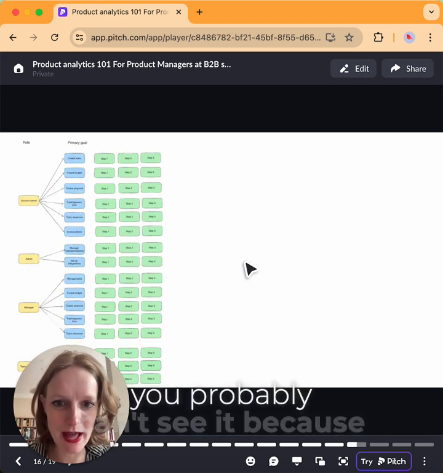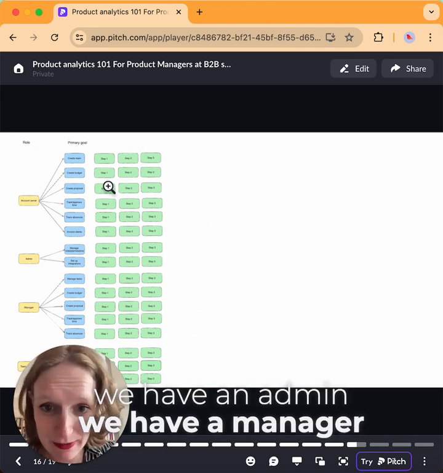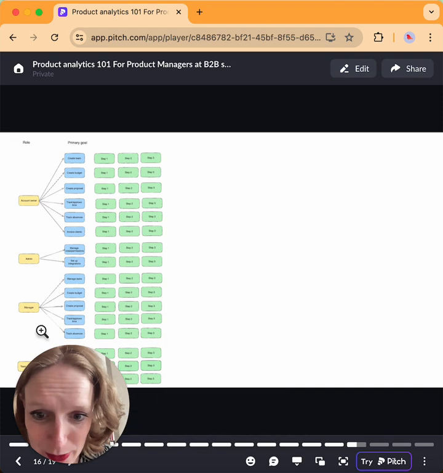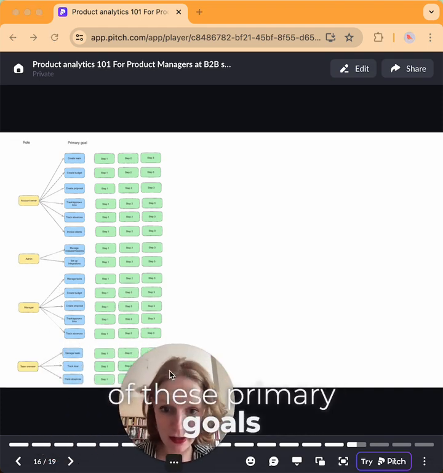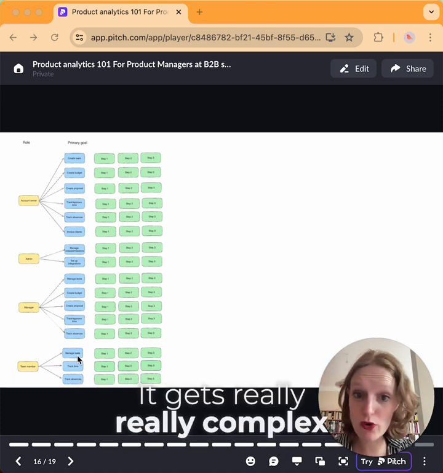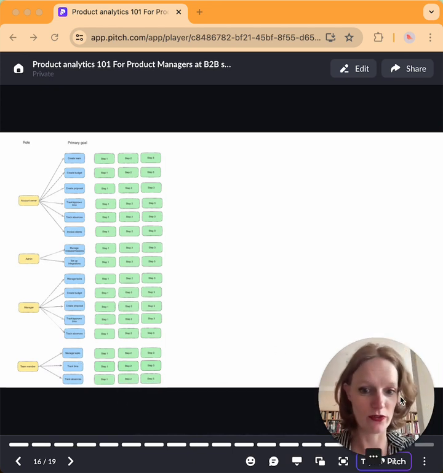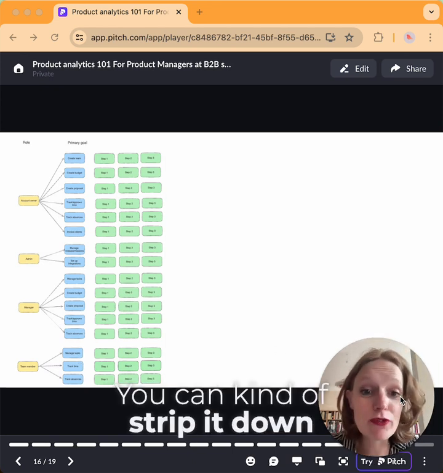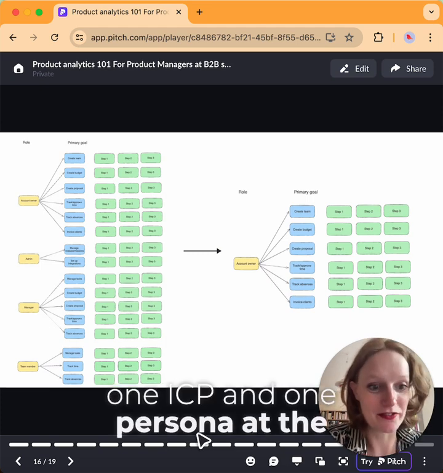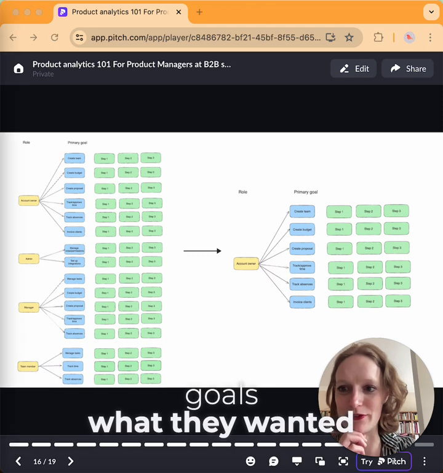And here you can see what happens, right? If you try to consider all the roles, you probably can't see it because it's just too complex. We have an account owner, we have an admin, we have a manager and a team member. I'll move my face around, then you can see it. You have a team member. They all have different primary goals, and each of these primary goals leads into a different flow, right? It gets really, really complex. If you focus on only one role, this is slightly easier, right? You can strip it down into pieces to simplify this process for yourself.